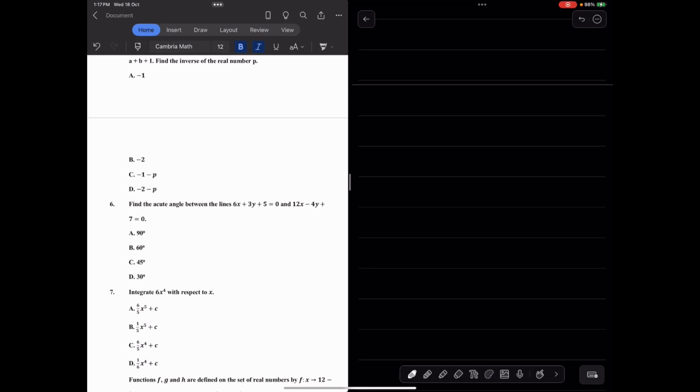Now let's continue with the 2013 GCE questions. The next one is number 6. Find the acute angle between the lines 6x plus 3y plus 5 equals 0 and 12x minus 4y plus 7 equals 0. Let me find the gradient of this line first.